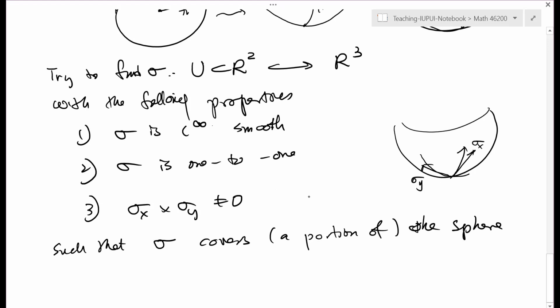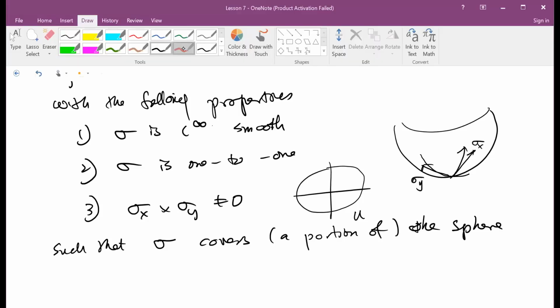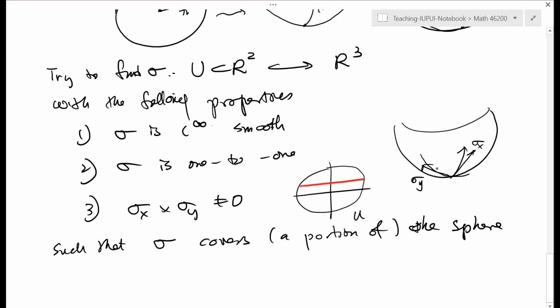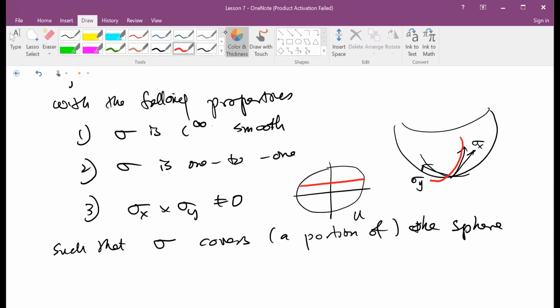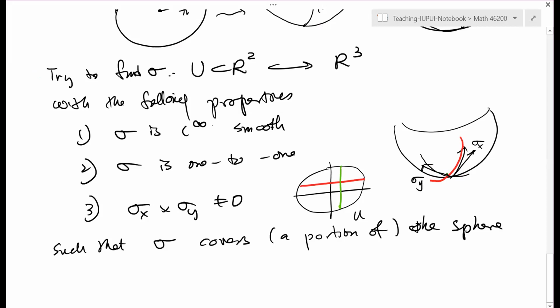You see, here's the point. This is the domain U, right? So let me draw those two curves. One is the red line, so this is going to be the image of this. Then I need to get another color. Then I have this one, then I get this.